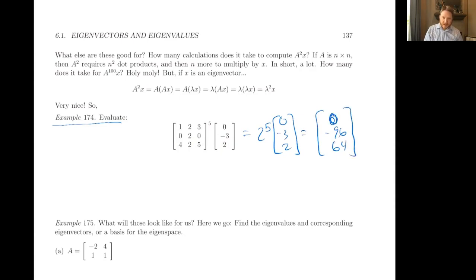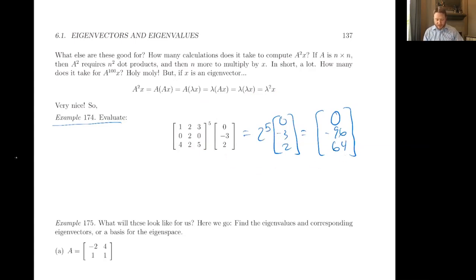So we can see that if we know things are eigenvectors, then a lot of calculations become much easier. This thing right here would have been a ton of calculations to do by hand, but because I know things about eigenvectors and eigenvalues, this became a very, very short problem.